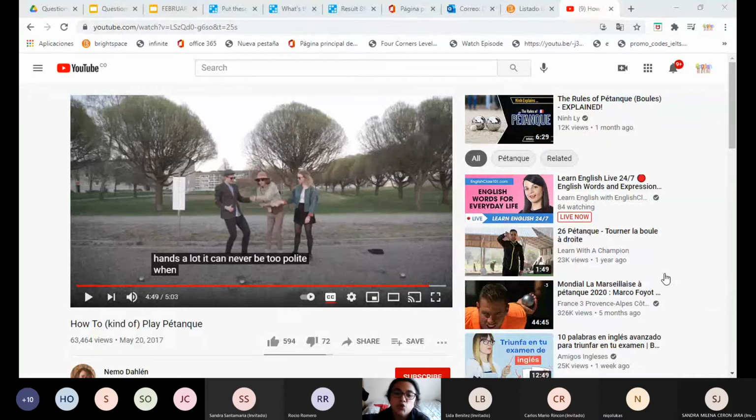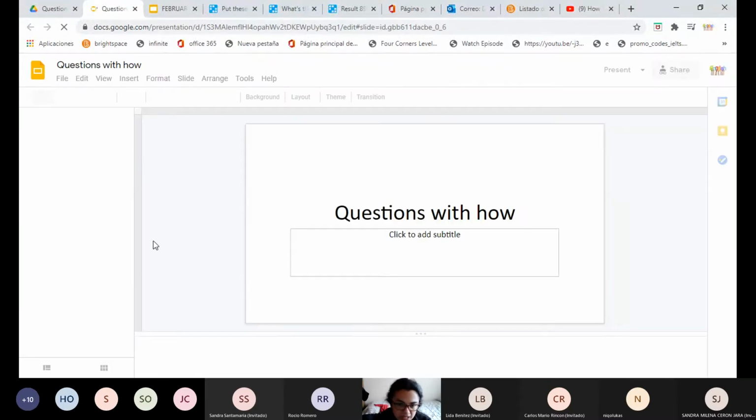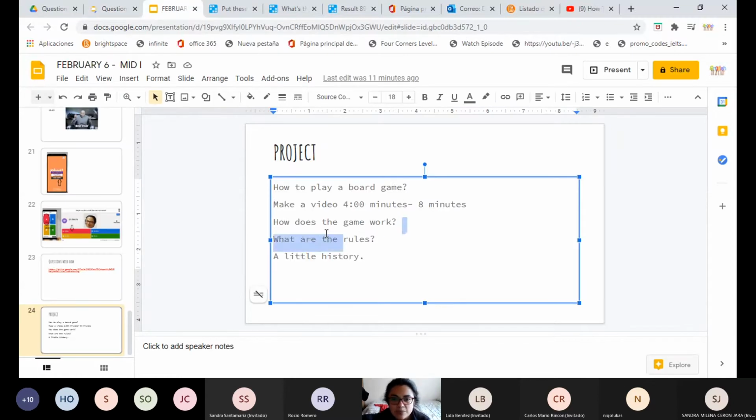Maybe something first that you like to play a lot and that you can talk about. And as I told you before, please remember the objective of this activity, okay? It's to practice, first, to explain how it works, all right? As they explain petanque, they explain how the game works, to explain some of the rules, okay? And if possible, show a little part of the history in order to practice the past tense, okay, and the pronunciation.